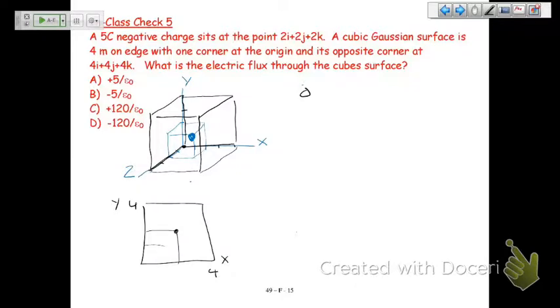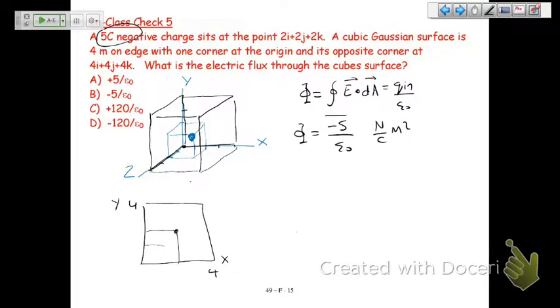So then I say, okay, my flux is equal to the surface integral of E dot dA, which equals Q inside over epsilon naught. So my flux is equal to, what is my Q inside? Negative 5 coulombs, so minus 5 over epsilon naught. And that is going to be newtons per coulomb meters squared. So, boom, boom, boom, minus 5. B is the answer. Cool? Why negative 5? What's the charge? Oh, negative, okay. Yeah. So that's where that comes from.